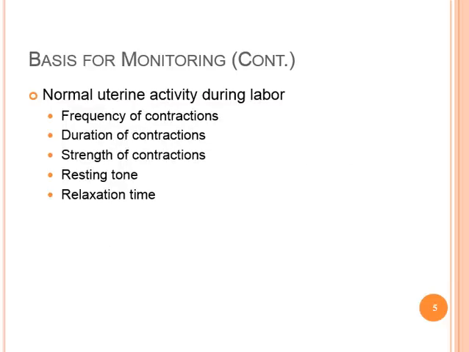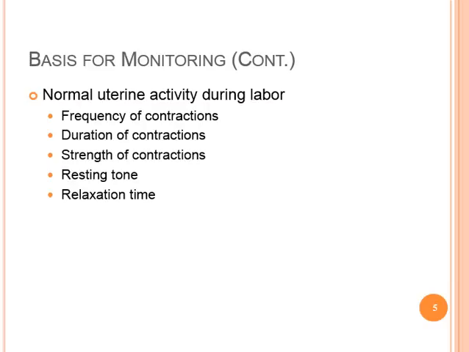Normal uterine activity during labor. In your book, Table 15-1 describes normal uterine activity during labor. Looking at Table 15-1, it describes the frequency. The contraction frequency overall generally ranges from 2 to 5 per 10 minutes during labor, with lower frequencies seen in the first stage of labor and higher frequencies up to 5 contractions in 10 minutes seen during the second stage of labor. So the frequency of contractions is how often the contractions are occurring.